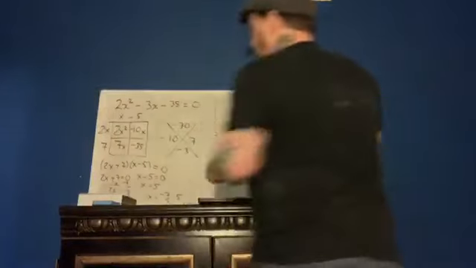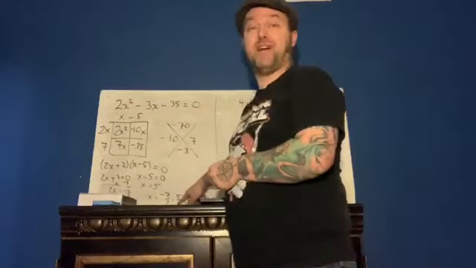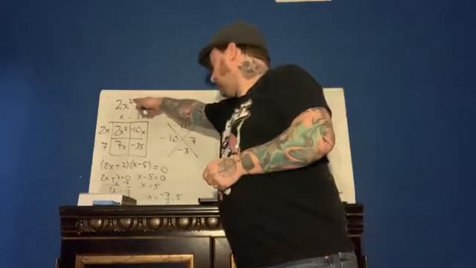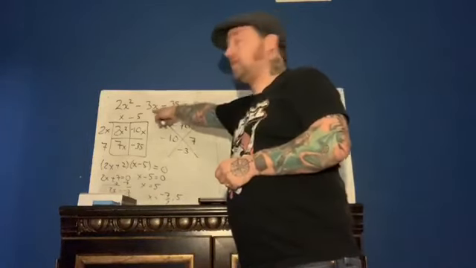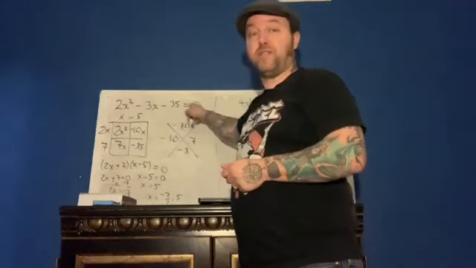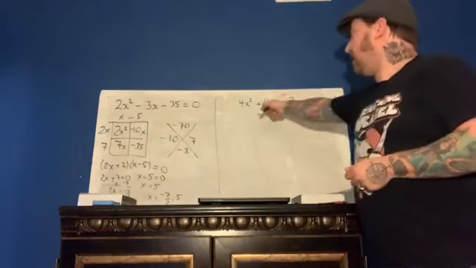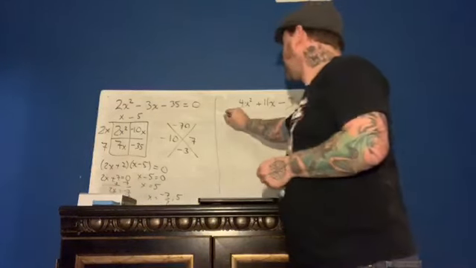Perfect. Could I solve it by plugging it in? Well, let's plug in 5. That's the easy one, right? 5 squared is 25 times 2 is 50. Minus 3 times 5, 15, is 35. Minus 35, 0. We got it. Yeah, not bad. All right, let's try this one.